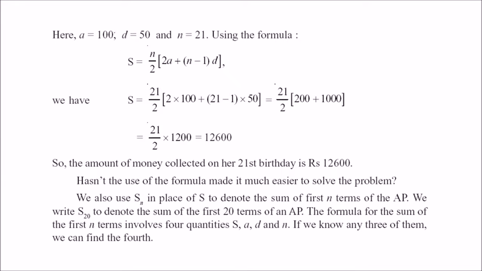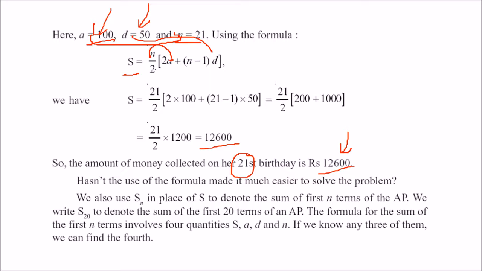So let us solve her problem. She started with a equal to 100 rupees. She added 50 rupees every time, and at the end of 21 years, s will be n by 2 into (2a plus (n minus 1) into d), and that comes up to 12,600. So on her 21st birthday, Shakila's daughter will have 12,600 rupees.